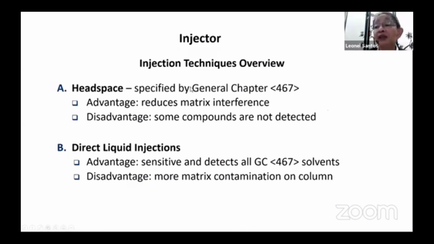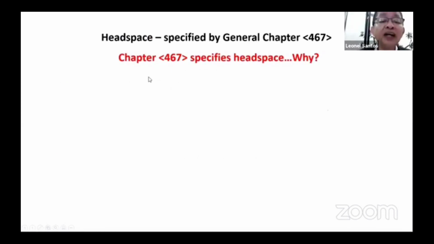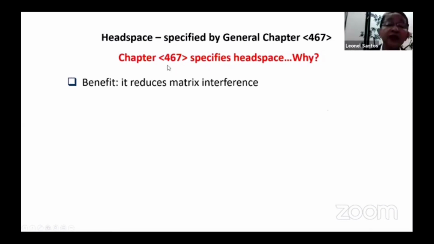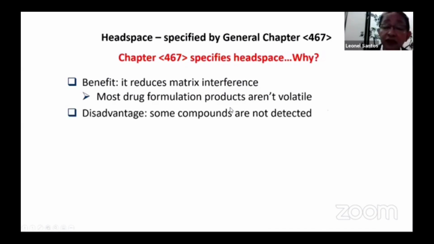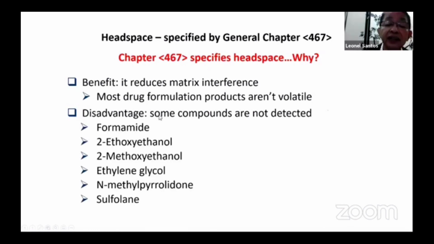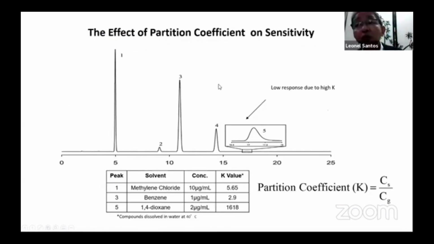So injection can be split, non-split. Headspace is specified in the General Chapter 467 in USP because, again, it reduces matrix interference. Most of the drug formulation products are not volatile, so it is a good instrument to use. The disadvantage is that some of the compounds are not detected. Some of the compounds that are not detected using headspace are listed here: formamide, 2-ethoxyethanol, the ethanol types, the glycol ones.